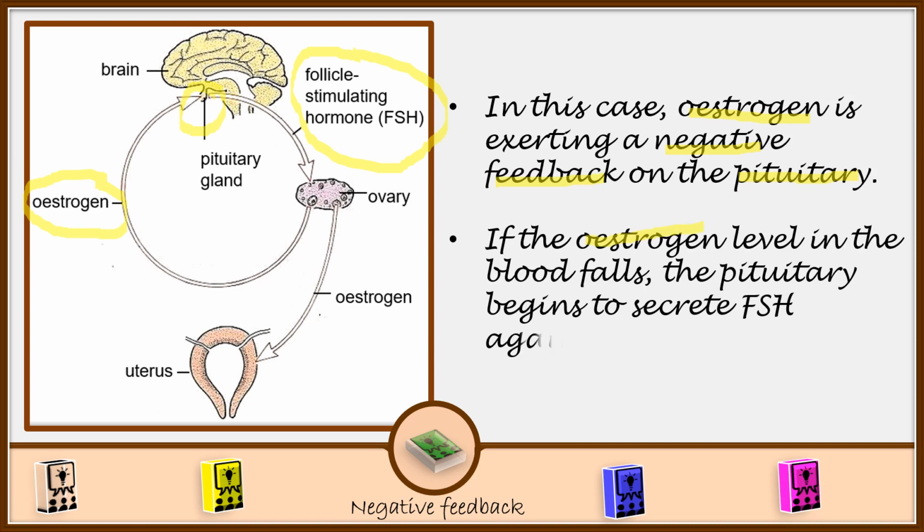If estrogen level in the blood falls, the pituitary begins to secrete follicle stimulating hormone again. So if the level of estrogen reduces in the blood, then the pituitary gland is going to be stimulated to produce follicle stimulating hormone. Why? Because the level of estrogen has gone down.